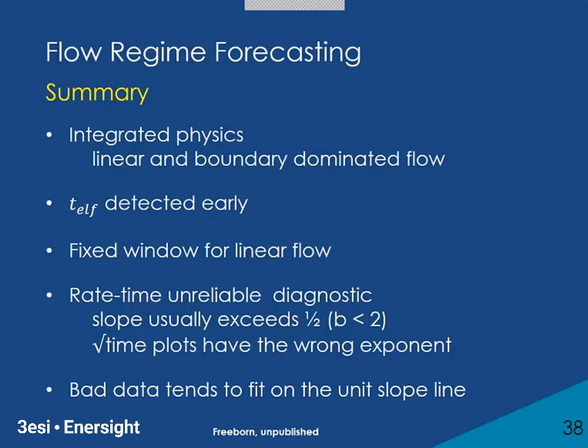and that allows us to link rate material balance time to rate time. And I've shown you that the usual diagnostic that uses 1 over rate versus square root of time may not give you the right answers. And, of course, bad data fits on the unit slope line, so that's a really good way to help find out where some of your bad data is and rule it out.